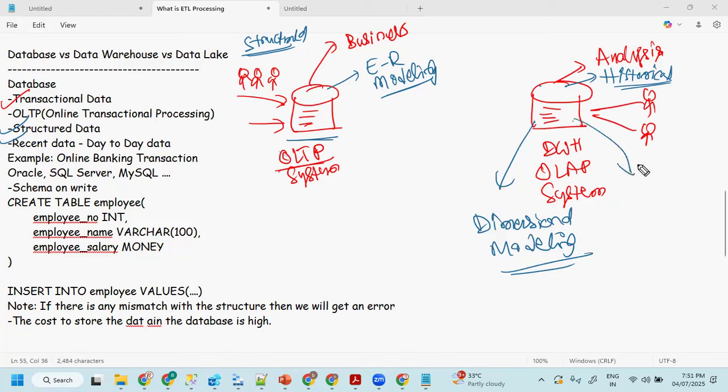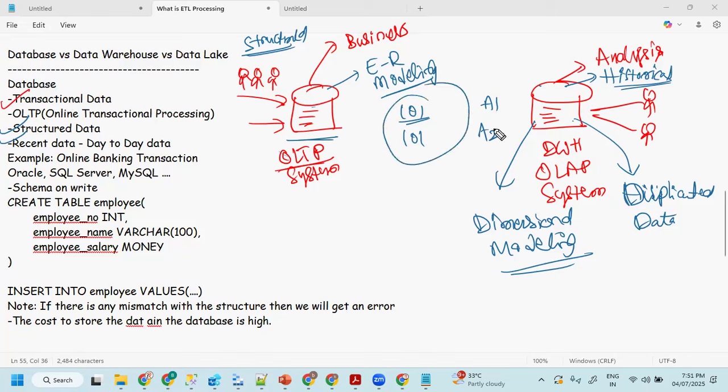And this system is going to have historical data. I already mentioned it. So that means duplicated data will be there. Duplicated data means, for example, if I take customer 101, the address is some address 1, but at some point of time he moved to address 2. So the customer details are the same, but the address is changed.